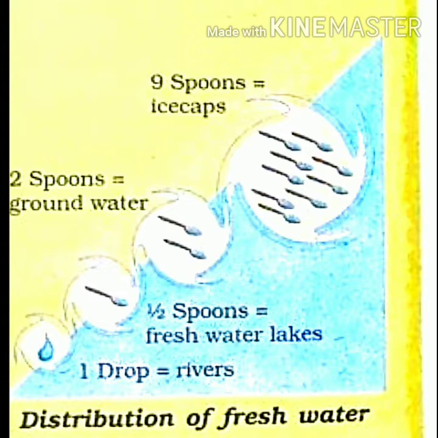The 12 spoons of water that were taken in a bowl are the total amount of fresh water on the earth. This figure shows us the distribution of this fresh water. See for yourself how much water can actually be used by you.